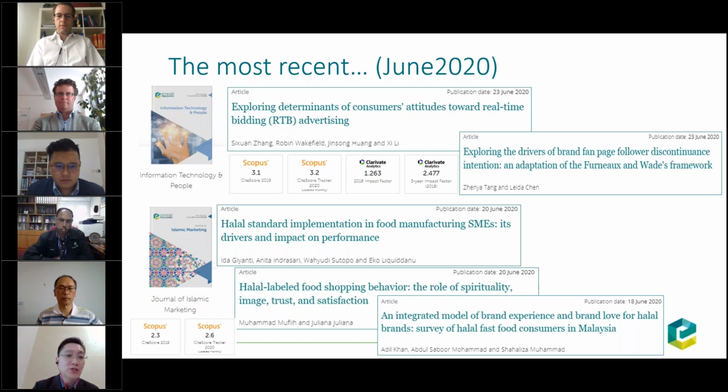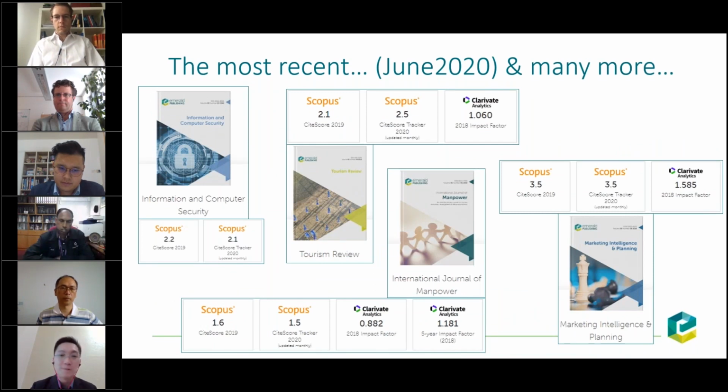Examples: Information Technology and People, which is part of information and knowledge management. There are 2 papers published this month, and 3 papers using PLS methods published in Journal of Islamic Marketing as well, which is under the marketing portfolio. So many more. Example, information and computer security, which is under information and knowledge management. We also have Tourism Review, International Journal of Manpower, and Marketing Intelligence and Planning as well, all in this month alone. There are so many more.